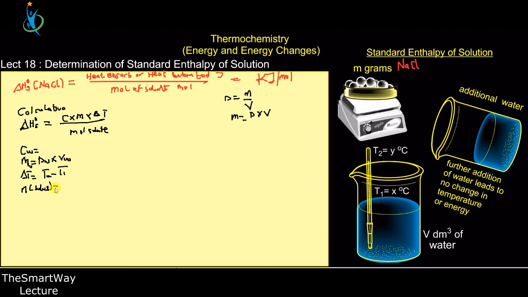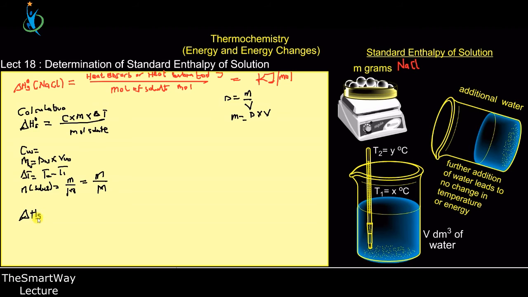How do we find the mole of solute? It is mass over molar mass. In the setup, we use small m for the mass, and so you divide by the molar mass, which is big M. This is what we call the molar mass. And so quickly you come back to insert the figures.